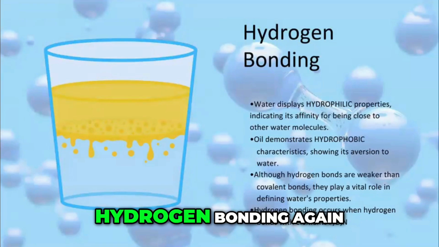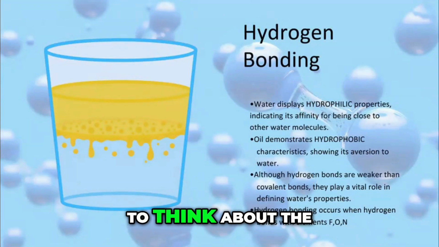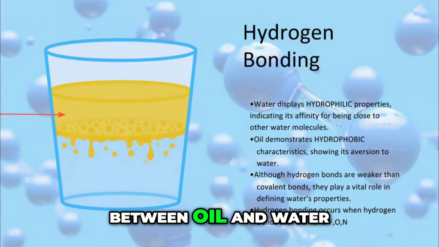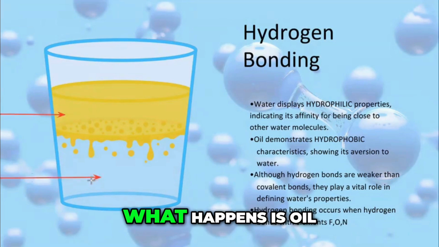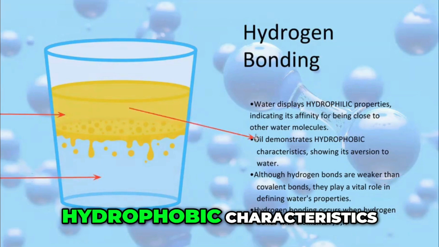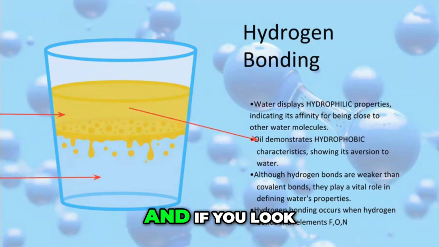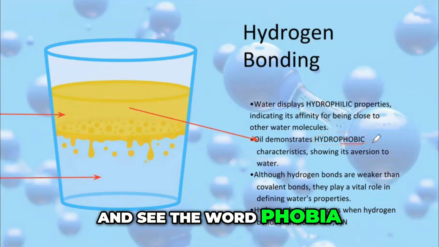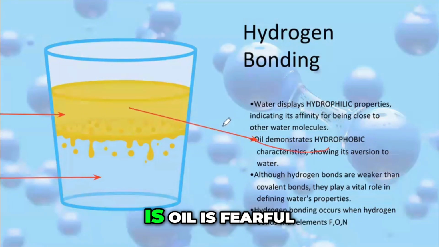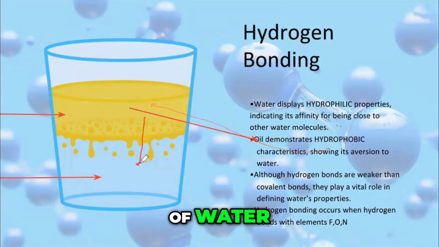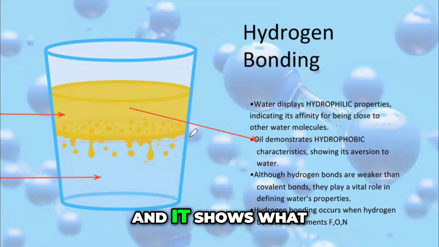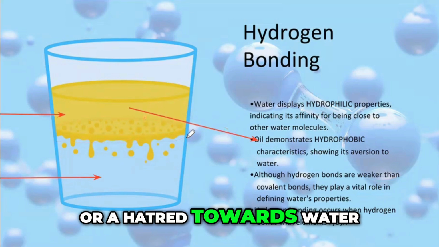Now let's talk about hydrogen bonding again. I want you to think about the relationship between two items: oil and water. Oil displays what we call hydrophobic characteristics. If you look at the word hydrophobic, you can see the word phobia. Phobia means fear. And so oil is fearful of water, which is why when you dump oil and water together, it tends to separate. It shows what we call an aversion or a hatred towards water.